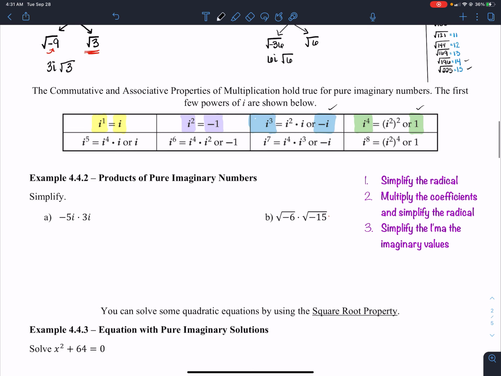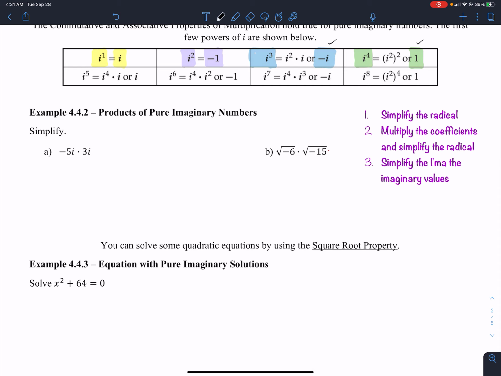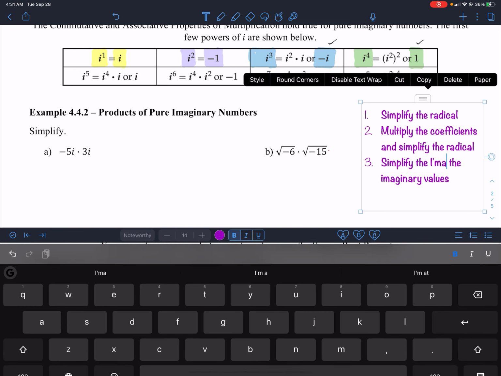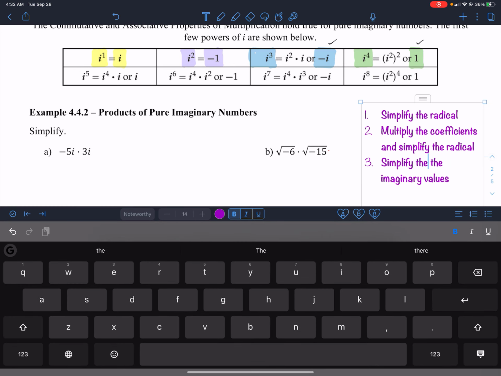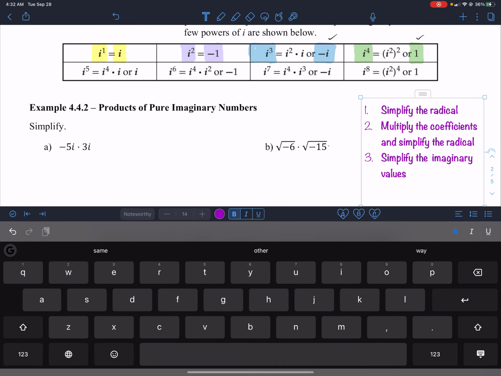Okay? All right, example 4.42, products of pure imaginary numbers. So we are going to be multiplying these two, but before we multiply them, we need to simplify any radicals if there are any. Okay? Then we're going to multiply the coefficients, and then simplify the radical if there is any that remain, and then simplify the imaginary values. All right, so let's get started with one of these.